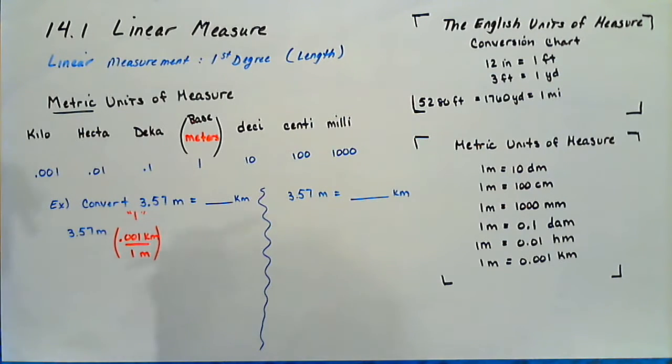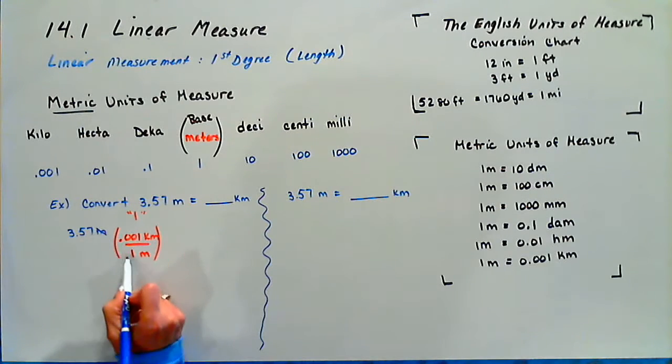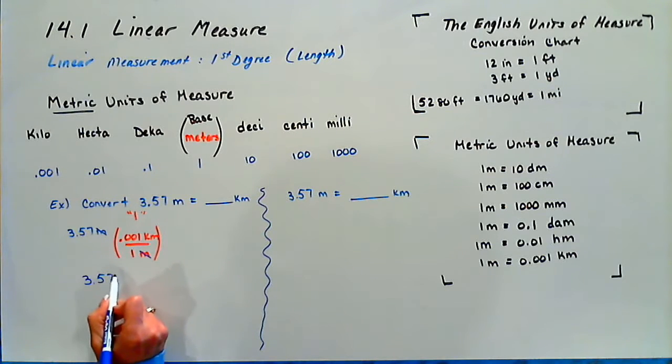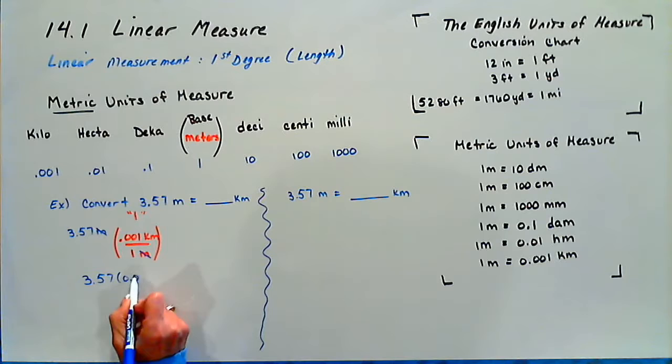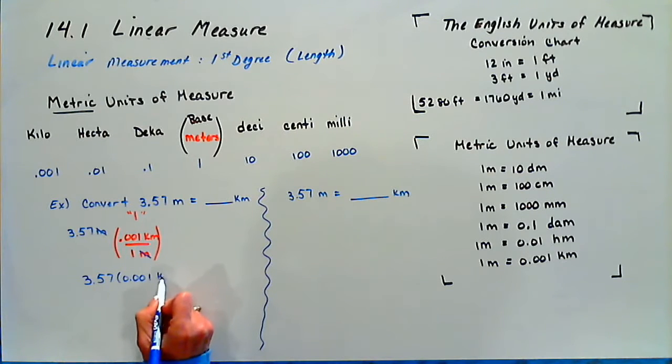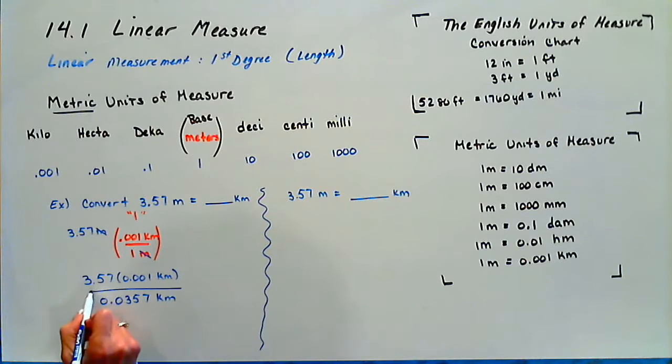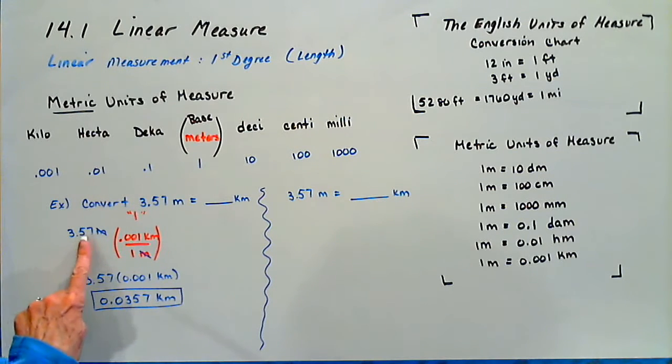And now exactly like we did before with the English unit of measure, reduce. When I reduce, I see that I have 3.57 times 0.001, and the only unit of measure that's left is kilometer. So if I move this decimal, I end up with 0.0357 kilometers. So using the idea that we did with fractions several chapters back, we can convert by simply multiplying by the number 1.